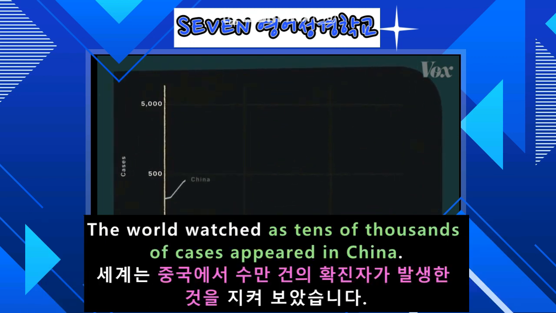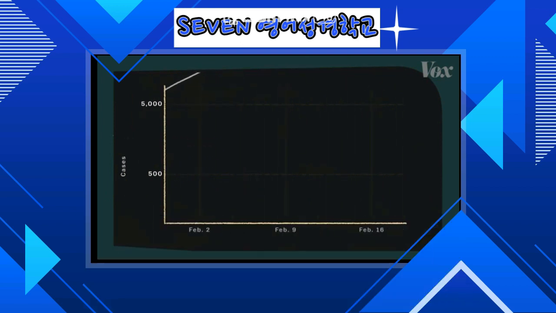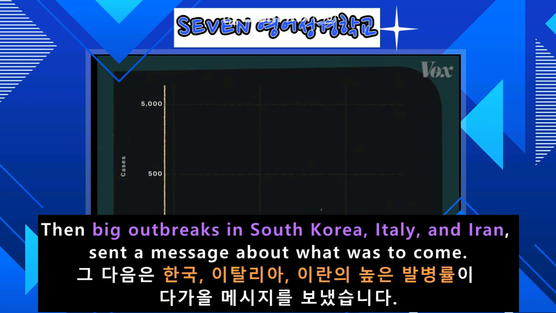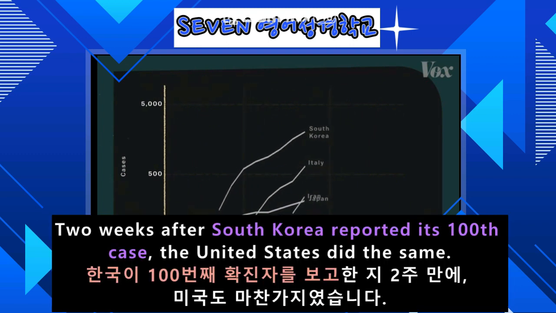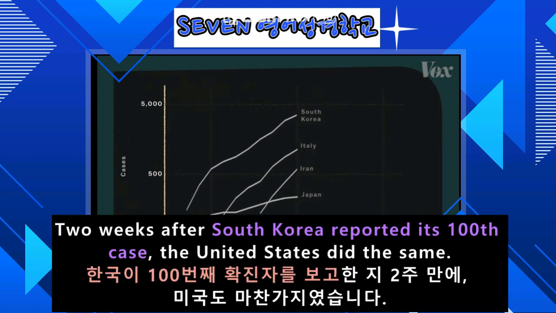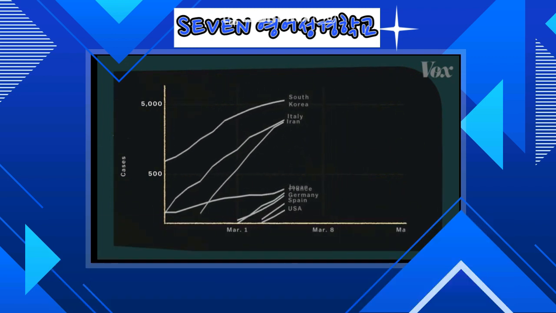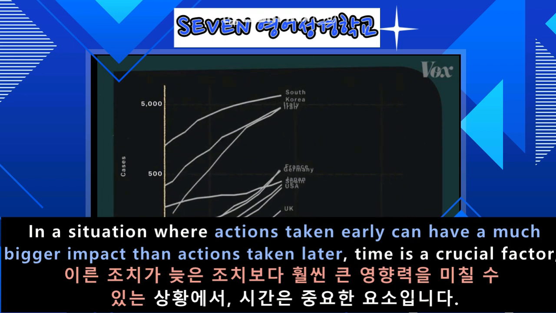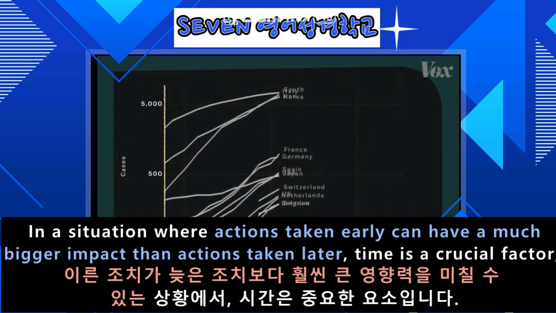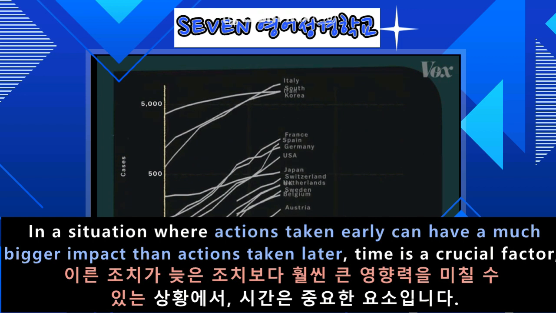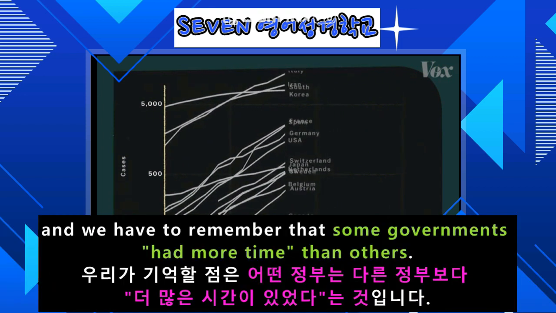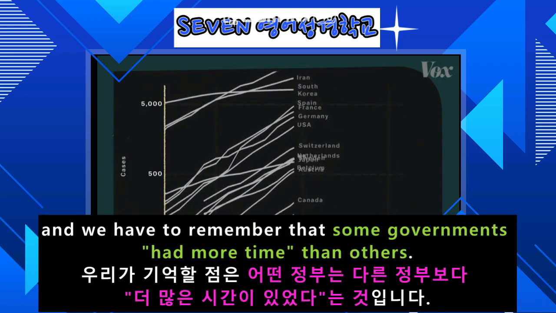The world watched as tens of thousands of cases appeared in China. Then big outbreaks in South Korea, Italy, and Iran sent a message about what was to come. 2 weeks after South Korea reported its 100th case, the United States did the same. In a situation where actions taken early can have a much bigger impact than actions taken later, time is a crucial factor. And we have to remember that some governments had more time than others.